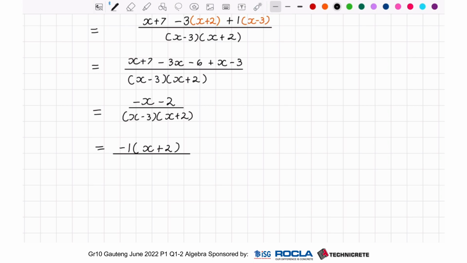And this is over the same common denominator. Okay, and then I can cancel out these two brackets. And I have my final answer, negative 1 over x minus 3.